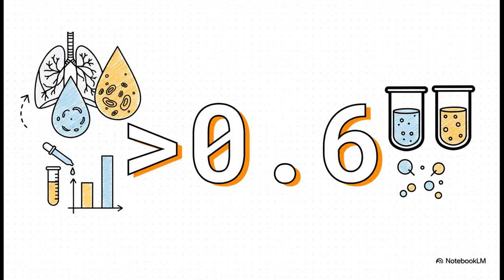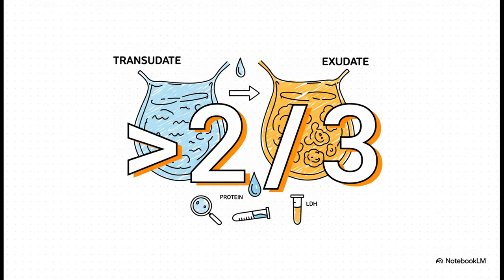Second, the LDH ratio. Remember, LDH, lactate dehydrogenase, is a marker of cell damage or inflammation. So if it's high, something's going on. It's the same exact idea. You take the pleural fluid LDH divided by the serum LDH, and if that ratio is greater than 0.6, that's flag number 2.